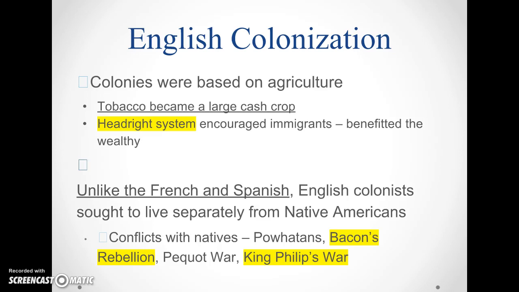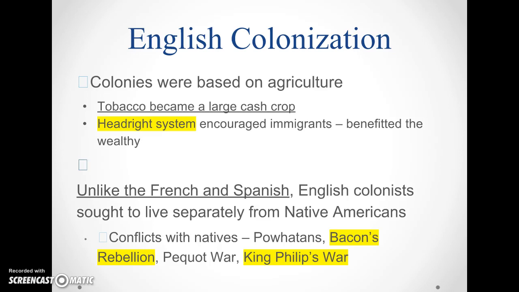And I left one rebellion off of here, but I will address it later. But unlike the French and the Spanish, the English definitely wanted to live separately from Native Americans. Now, we're used to the old story about the first Thanksgiving and all that, which was not necessarily true. While there were some English colonists that developed alliances with Native Americans, for the most part, they preferred to live separately. They would be okay with them maybe assimilating to English culture, adopting an English name, learning the language, and also, especially if we're talking about the New England area, having the natives convert to Christianity or become Puritan in belief.